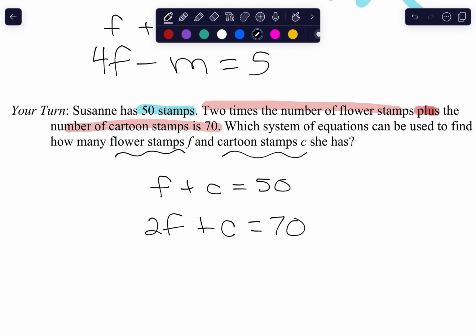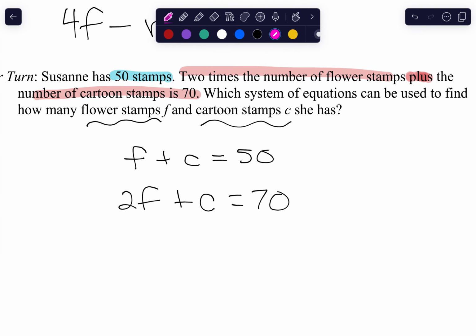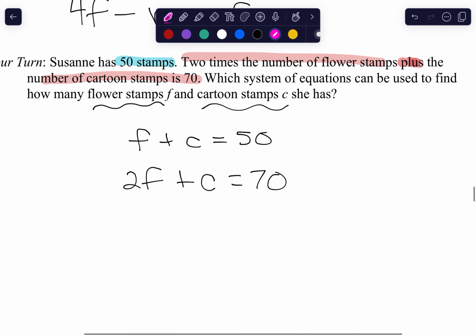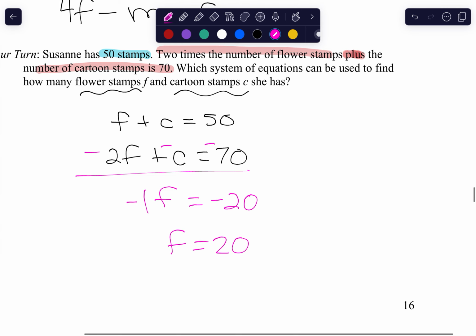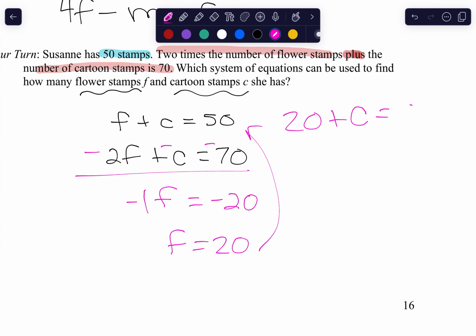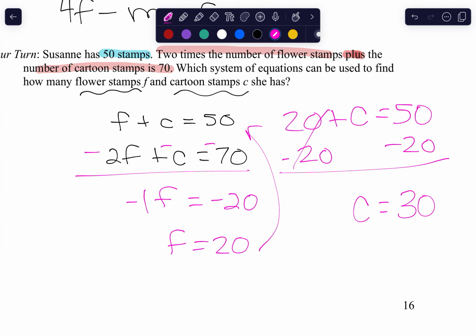Okay. So then we're just going to go ahead and solve this. Didn't really ask us to. I don't think which system can be used to find, but we're going to find them. So I'm just going to go ahead and subtract because I noticed that my C's were the same. So we're subtracting. So 1F minus 2F is negative 1F equals negative 20. So F is equal to positive 20. So if she has 20 flower stamps, 20 flower stamps plus cartoon stamps equals 50. So subtract 20 from both sides. That leaves us with 30 cartoon stamps.